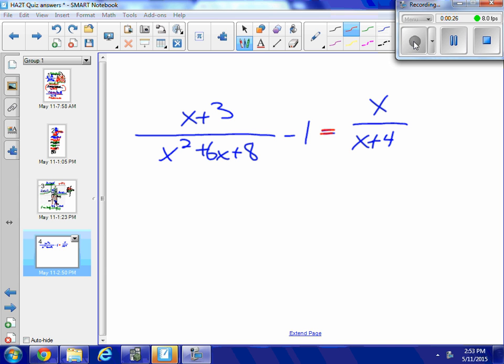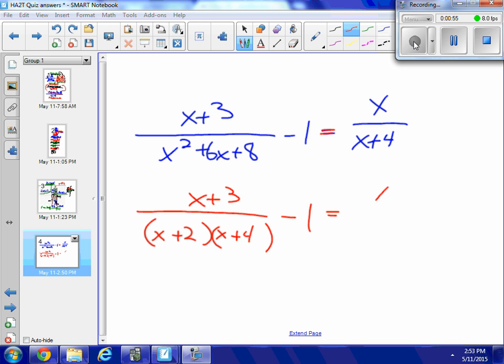So I'm going to start, as I do with most rational things that I'm trying to simplify, by factoring, getting things down into their basic parts to see if there's things I can cancel out. Because when I can cancel out things, it makes the problem easier. So I have x plus 3 divided by, and I'm going to factor this. This would be x plus 2 times x plus 4, minus 1, is equal to x over x plus 4. So that's about as much as I can really factor out of this.